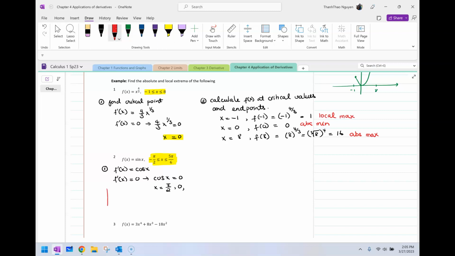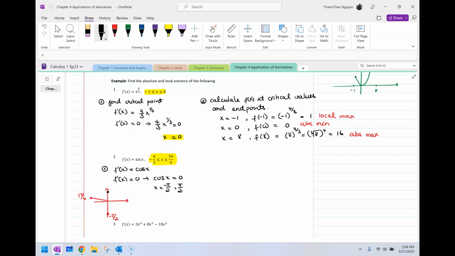What do those look like on a unit circle? Negative pi over 2 starts right here. 5 pi over 6 is over here. So in this interval, cosine of x equals 0 at negative pi over 2, at pi over 2. Okay, so cosine equals 0 here and here.